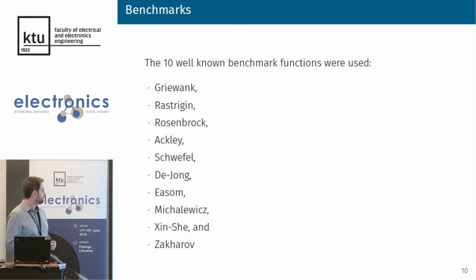In order to properly evaluate the performance of an optimization algorithm, there are commonly used so-called benchmark functions. In our experiment we used 10 well-known benchmark functions like Rastrigin, Griewank, Rosenbrock, Ackley, Schaffer, De Jong, Easom, Michalewicz, Yang, and Zakharov.